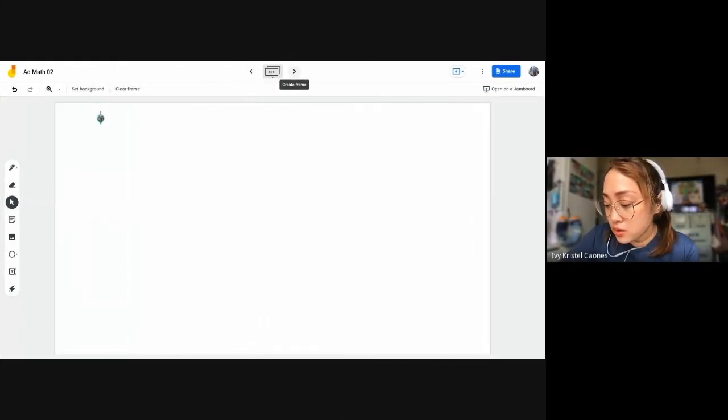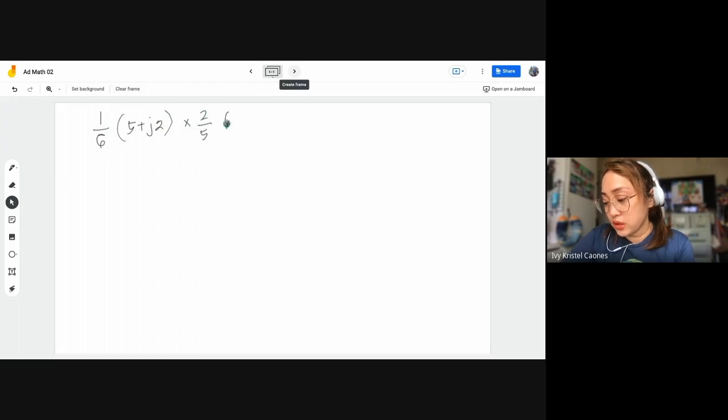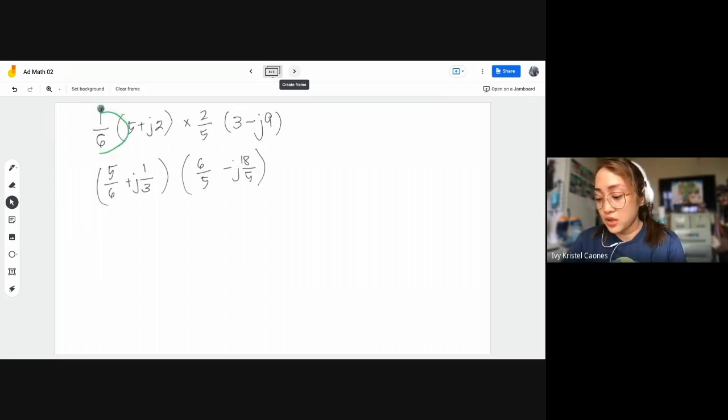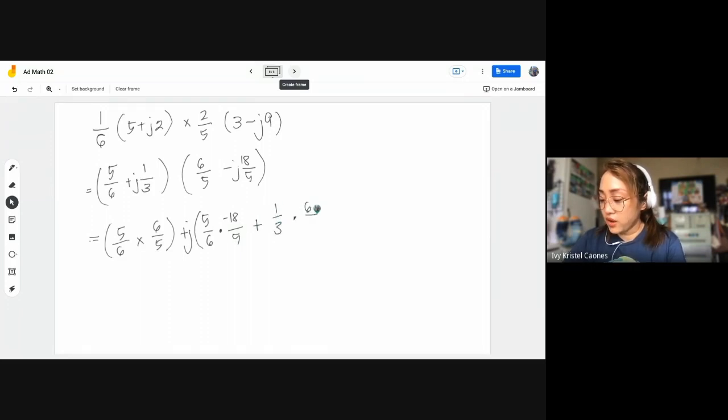Example, 1/6 of 5 plus j2 times 2/5 of 3 minus j9. So 5 over 6 plus 1/3, then 6 over 5 minus 18. Put the fraction inside. 5 over 6 times 6 over 5 plus j, 5 over 6 times negative 18 over 5 plus 1 over 3 times 6 over 5, then minus j squared, 1 over 3 times 18 over 5.